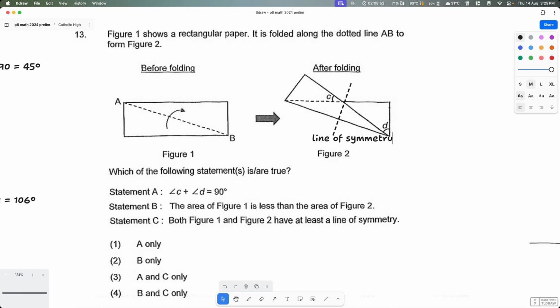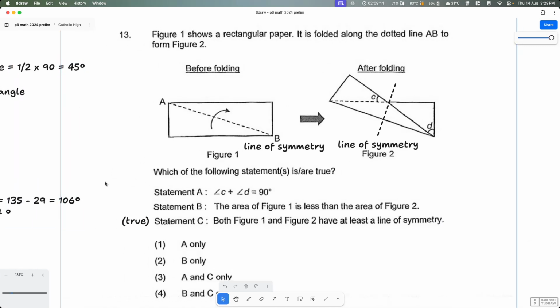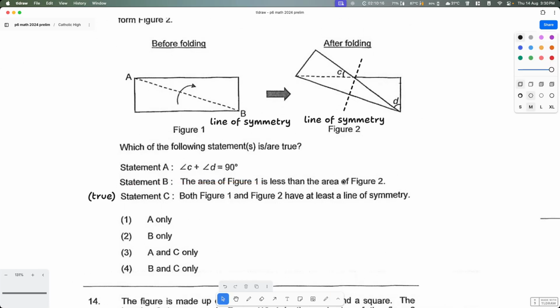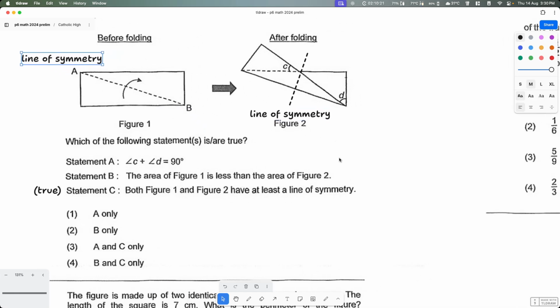And then I think for A, the line of symmetry is already given. So that means for C, it is true. Okay, true for statement C over here. Now what about statement B? For statement B, when you fold stuff, you have smaller area. So this is false.